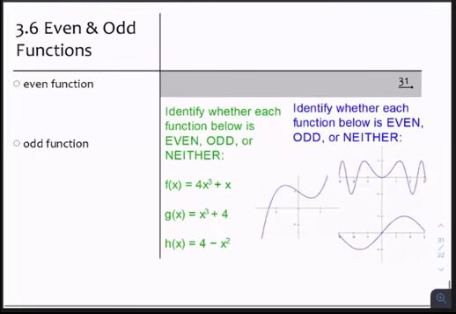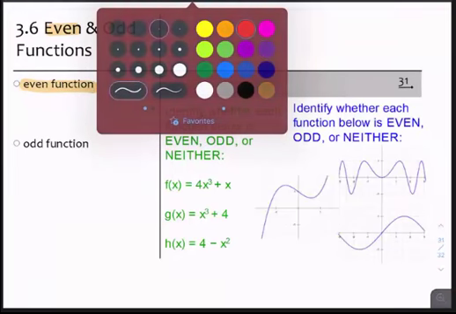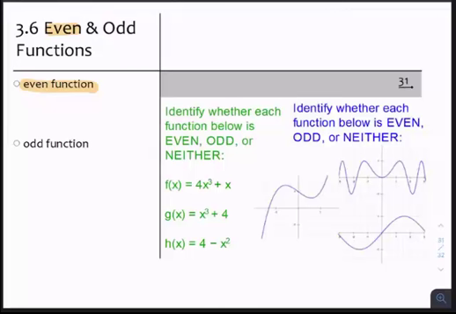You're going to be asked to identify whether functions are even or odd functions. For something to be an even function, the following rule exists. Even functions exist when you can replace every x inside the function with a negative x, and it's the exact same as the original. So if f of x is equal to f of negative x, then you have an even function.